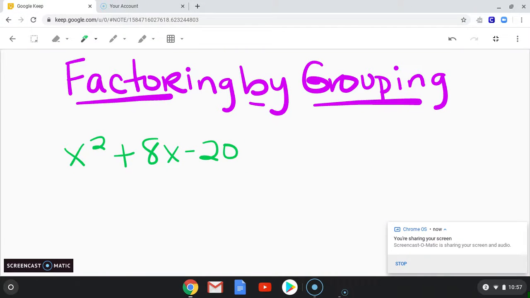Hi, everybody. I've heard some people have been struggling with factoring by grouping. I know we practiced this for about 2 weeks before we left school, but some of us need a refresher. So I'm going to go through several examples for you.